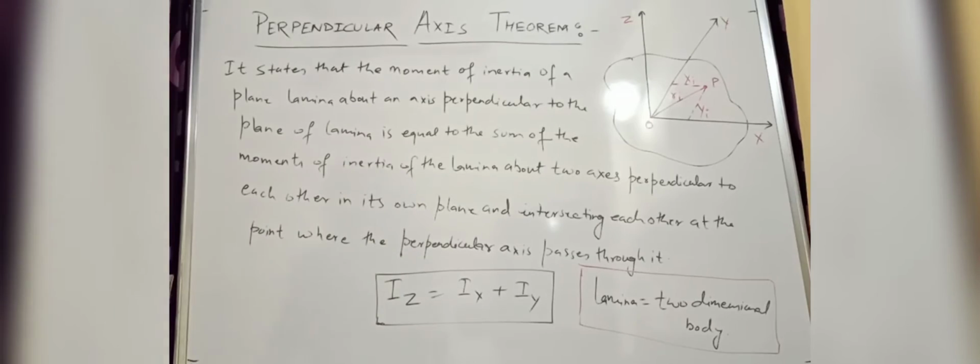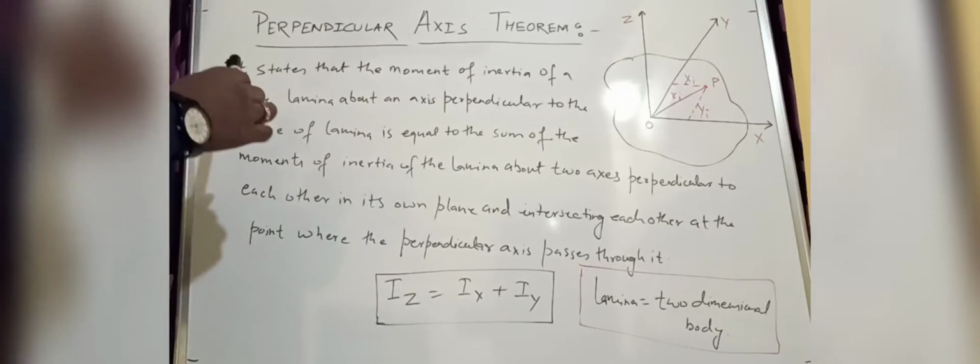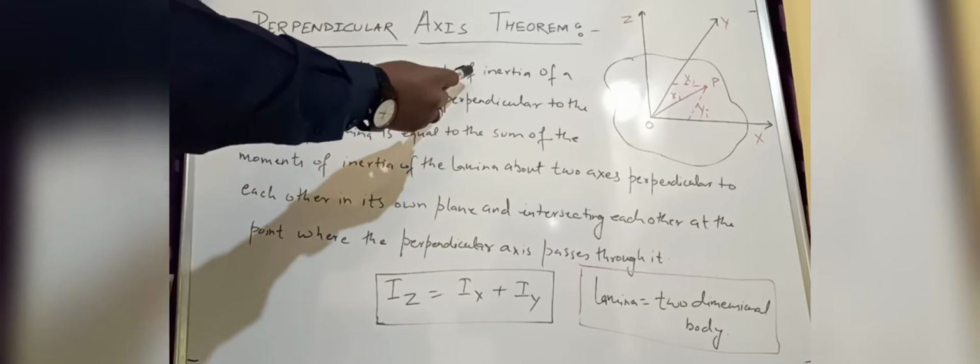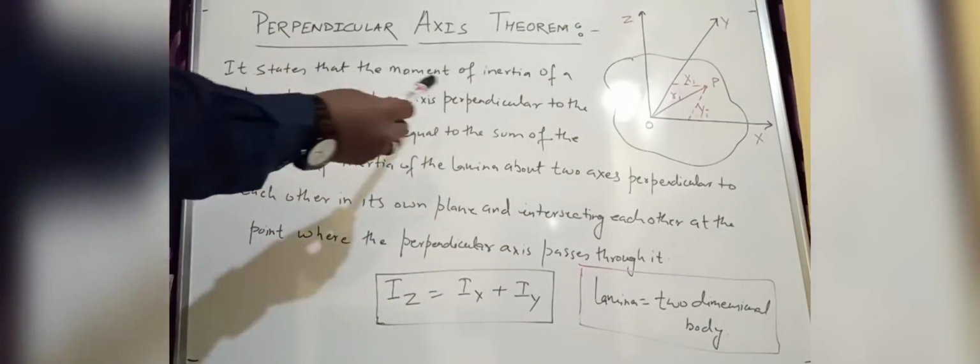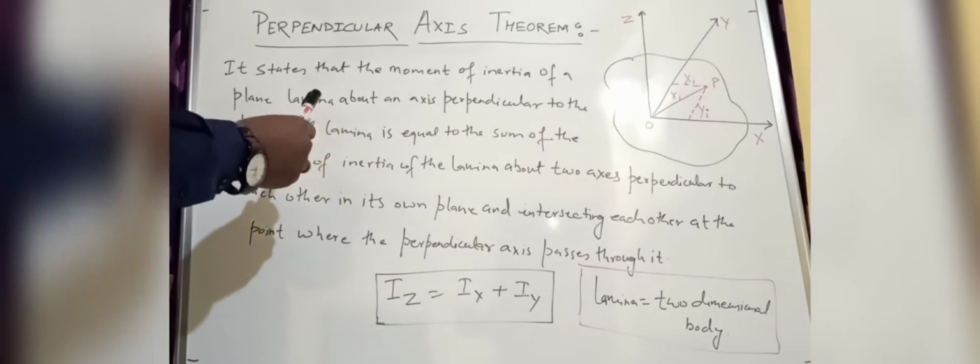Okay, now come to the perpendicular axis theorem. It states that the moment of inertia of a plane lamina. What is lamina? Lamina is basically a two-dimensional body, this one. So we have to calculate the moment of inertia about this axis z. Now how will we calculate?